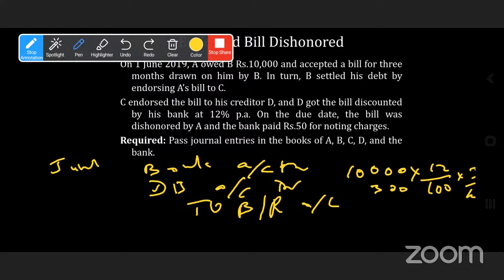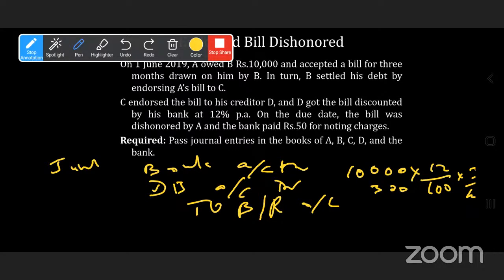See, on June 1st, 2019, A drew on B and B accepted a bill for 3 months. In turn, B settled his debt. So on the same day, all these were going on. So you have to mention June 1st for all this. Got it?